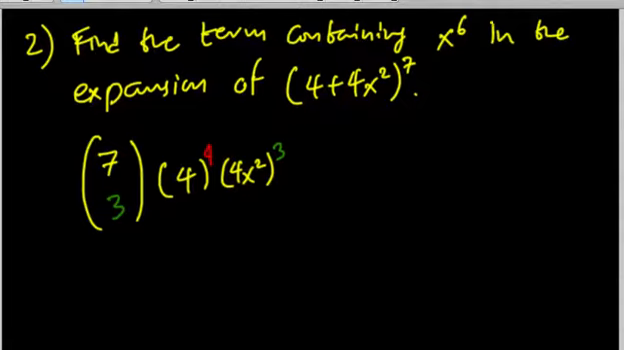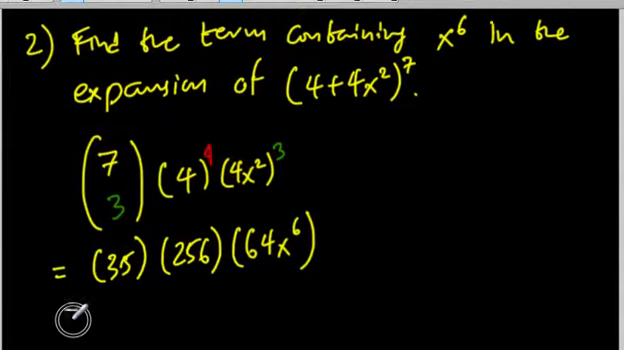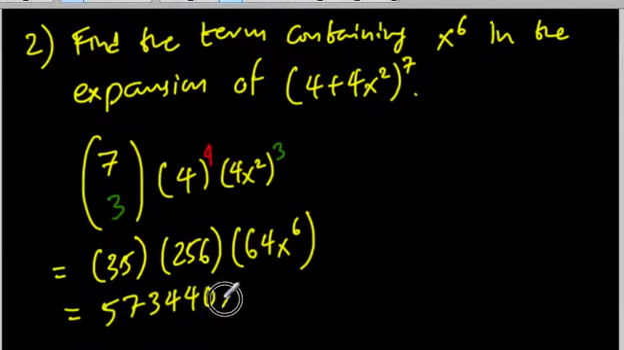Basically what we have now is 7 choose 3, which is 35. 4 to the power of 4 is 256. And (4x squared) cubed is 64x to the power of 6. If we multiply everything all together, we get 57340 x to the power of 6. And that's the solution we're looking for. We want x to the power of 6 because that's what they asked for, and this is the coefficient in front of it.